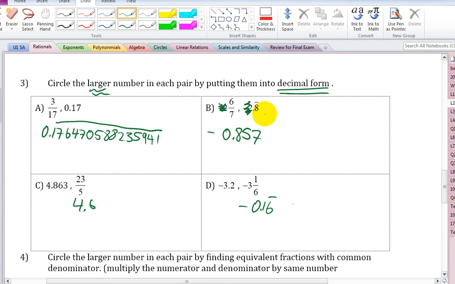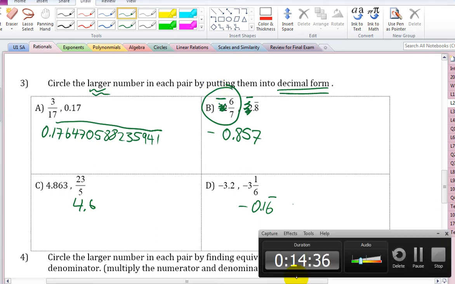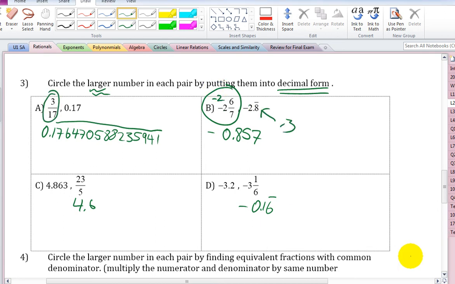Now this here, because it's a negative, that's a little weird, okay? So don't forget that. So the bigger one is actually the fraction part, okay? We don't have to be too careful about that. But for B, absolutely. Again, D is like B, so be careful which one you circle. Okay, C is easy because they're both positives.